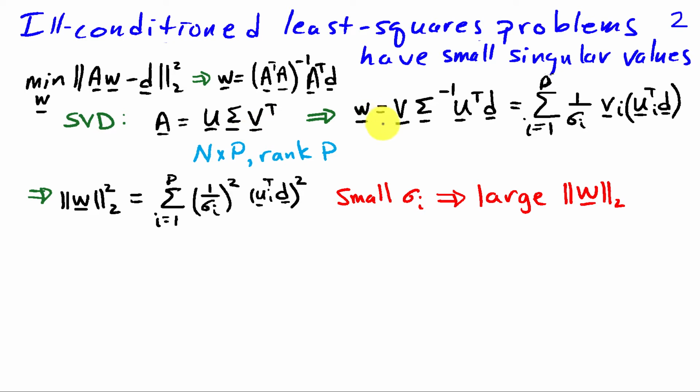This implies that W is V sigma inverse U transpose times D, where we're using the economy singular value decomposition here, so sigma is a square matrix. And we can expand this expression out as a sum. In particular, we have the sum from i equals 1 to p of 1 over sigma i, v i, u i transpose times D. Now if we look at the norm squared of W, since the v's are orthonormal, we can pull those out, and our norm squared is simply the sum from i equals 1 to p of 1 over sigma i squared times (u i transpose D) quantity squared.